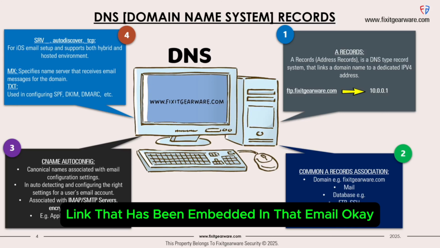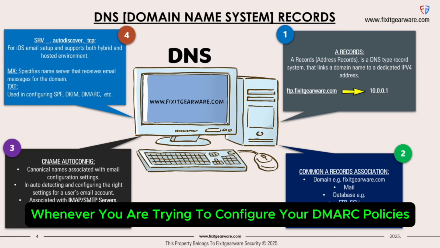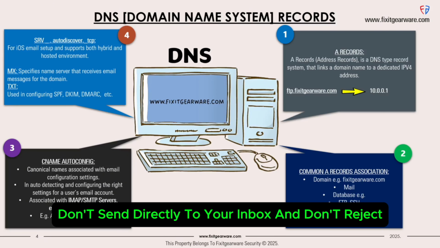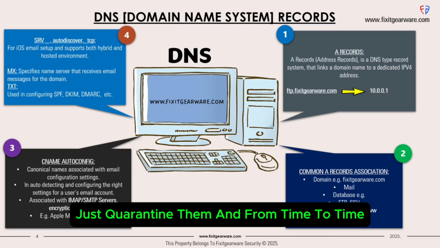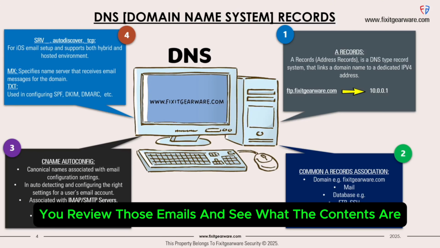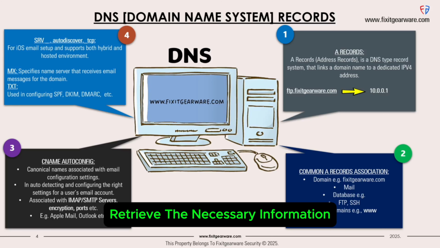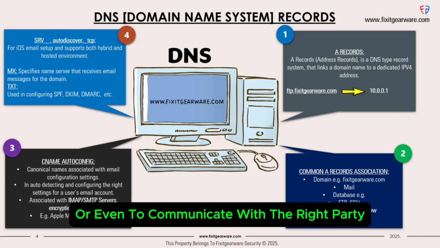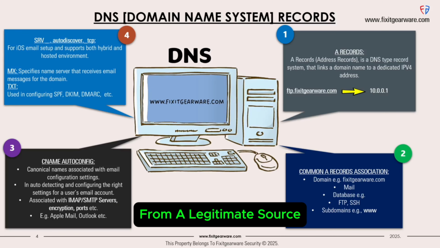Okay. So quarantine is the best policy to always set up whenever you are trying to configure your DMARC policies. Don't send directly to your inbox, and don't reject. Just quarantine them, and from time to time, you review those emails and see what the contents are, and of course, retrieve the necessary information you might want to use, either for your security awareness, or for your security improvement, or even to communicate with the right party if you discover that the email was coming from a legitimate source.